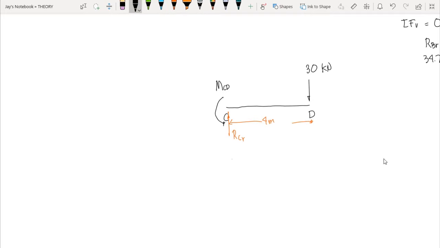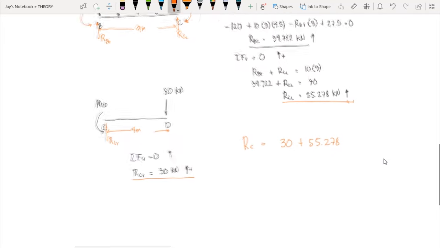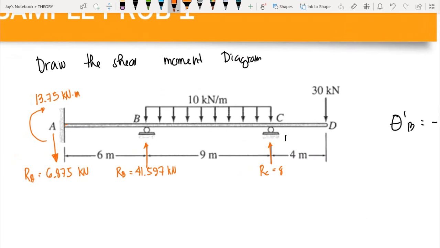So we can compute RCR here by summing up moment at C equals 0, counterclockwise moments are positive. So we have MCD minus 30. We can compute RCR here by just summing up vertical forces, correct? And this equals 0. And that we have RCR equal to 30 kilonewton, and that is acting upward. So we have this value of RCR, and we have already computed RCL, so therefore RC here is equal to 30 plus 55.278. So you add them because they have the same direction and they are going upward. So RC is equal to 85.278 kilonewton.